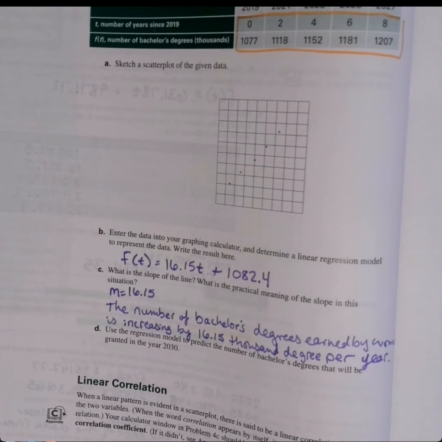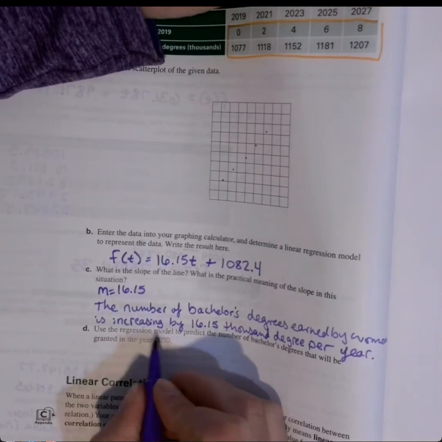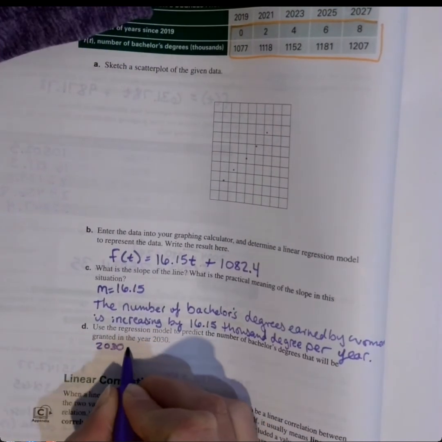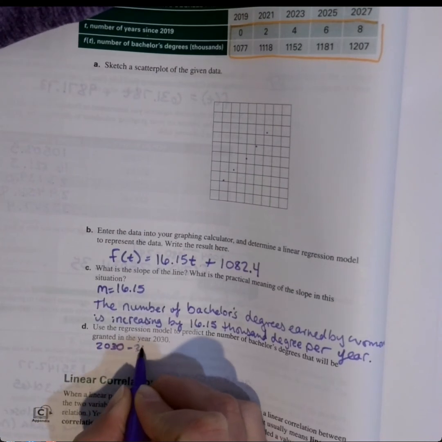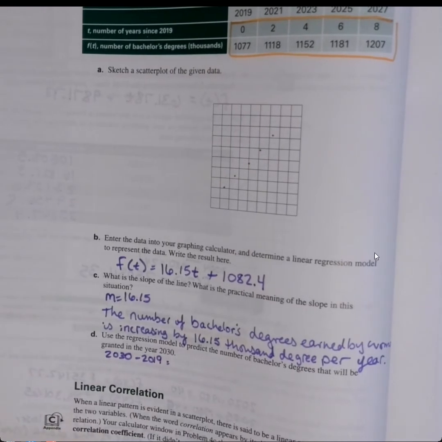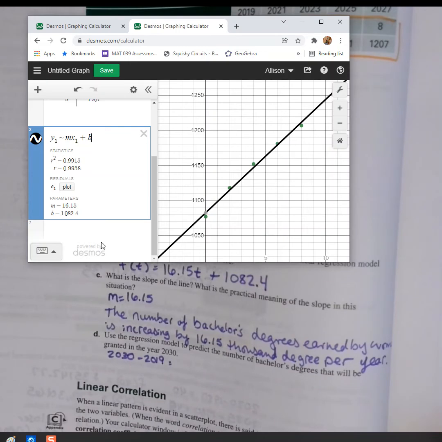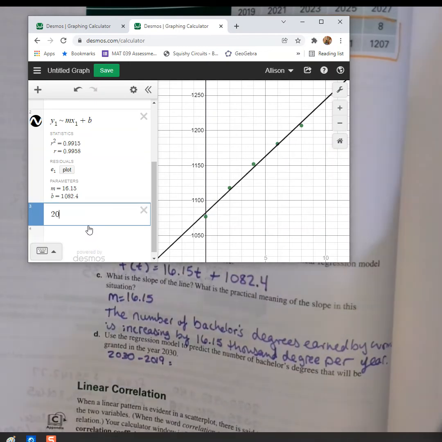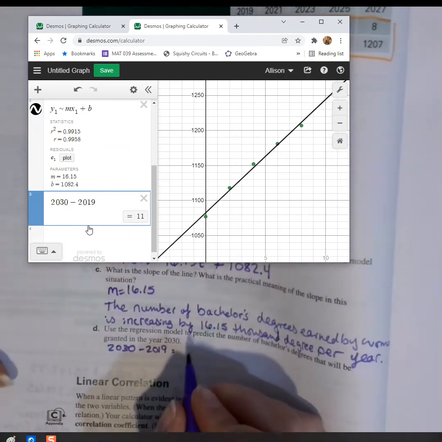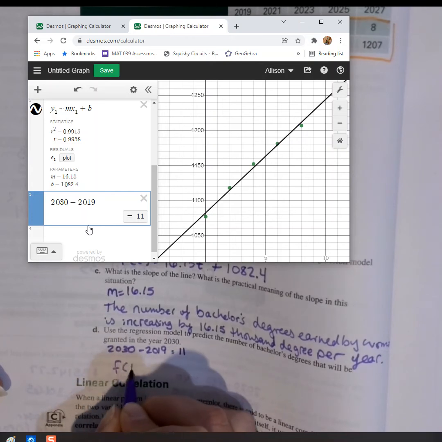Okay, and then I get to use the regression model to predict the number of bachelor's degrees that will be granted in the year 2030. So 2030, that's going to give me an input value, but my years we're counting since 2019. So the first thing I need to know is how many years have gone in between 2030 and 2019. So I can figure that out. 2030 minus 2019 is 11. So 11 is going to be the input. So I need to do f of 11.